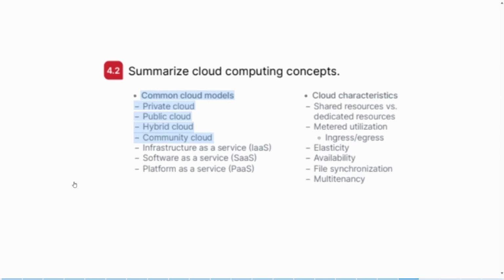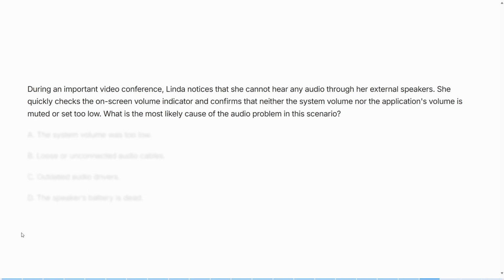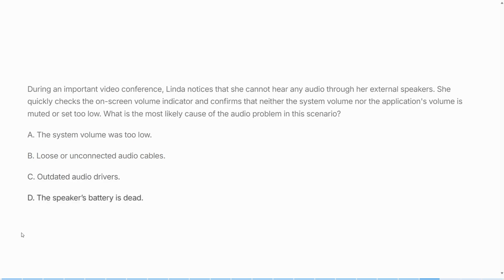Okay, the final question from Exam Objective 5 reads, during an important video conference, Linda notices that she cannot hear any audio through her external speakers. She quickly checks the on-screen volume indicator and confirms that neither the system volume nor the application's volume is muted or set too low. What is the most likely cause of the audio problem in this scenario? A, the system volume was too low. B, loose or unconnected audio cables. C, outdated audio drivers. Or D, the speaker's battery is dead.